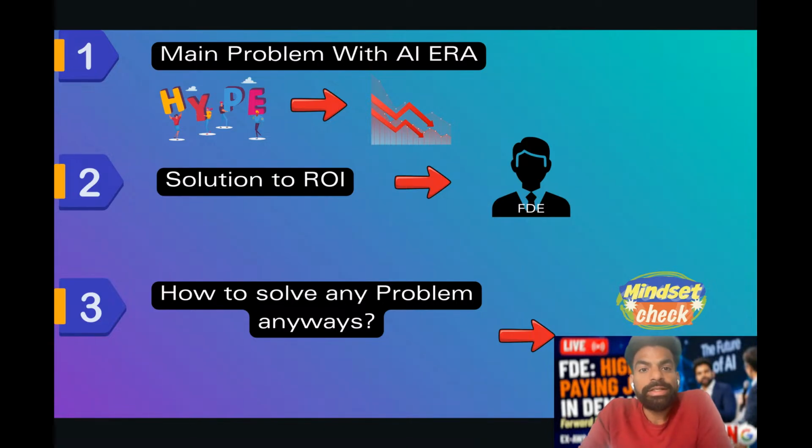Okay, so let's summarize everything. We understood that hype created a lot of problems, and that's why we didn't see ROI. Then the solution to ROI is a person who understands the context, that's the FDE. And to solve any problem, you need to have that mindset, to go deeper into understanding how to resolve the problem by talking to all the stakeholders. Your communication skills are very important, along with your coding skills and many others. I'm not discussing the full roadmap of FDE here, but you got the point. I'm talking about why FDE even began.